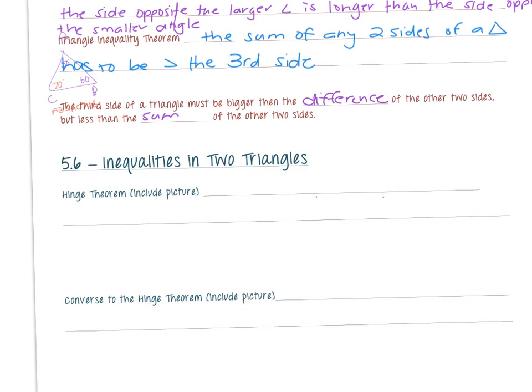All right, so we just ended at 5.6, the bell's about to ring, so I'll finish this on the video. It's literally those last two things, the hinge theorem and the converse. The last part of chapter 5 is 5.6, which is inequalities in two triangles. And it started with the hinge theorem.